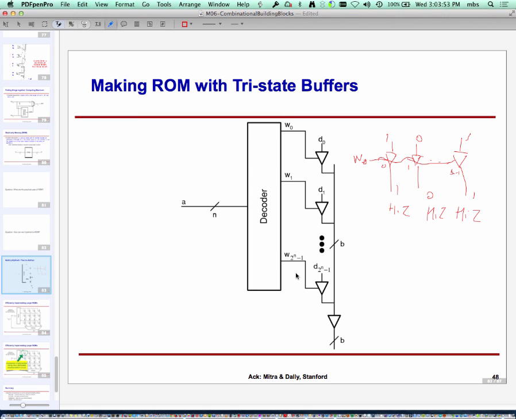What is 2 to the power 32? Yeah, what is it? How big is it? 4 gig, 4 giga, right? 4 billion. That's a huge number of lines, right?